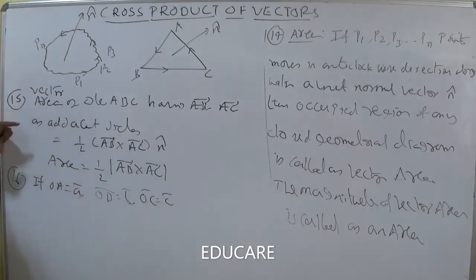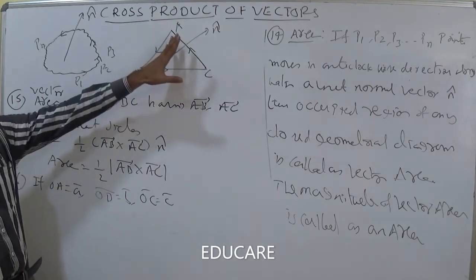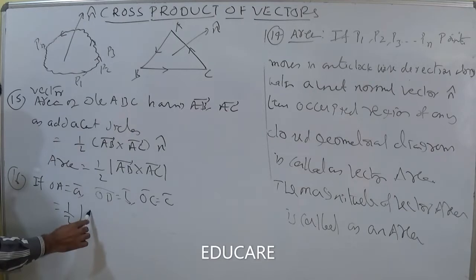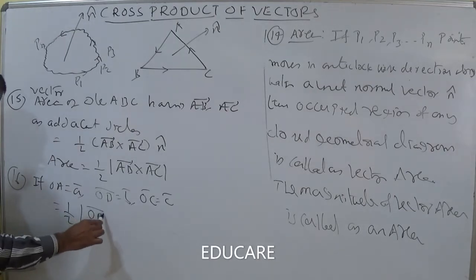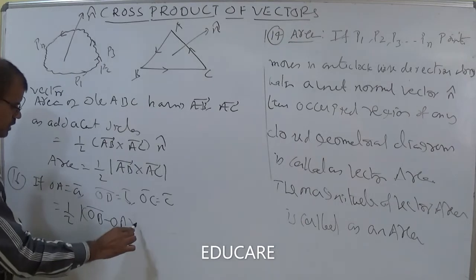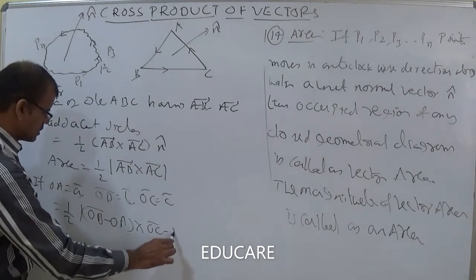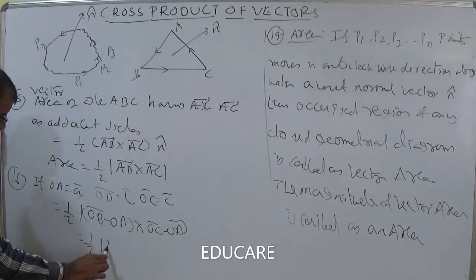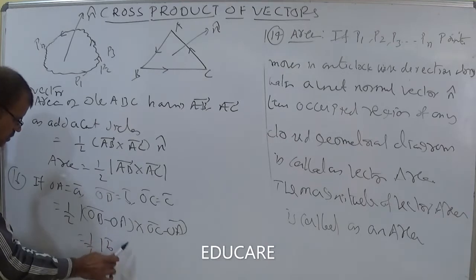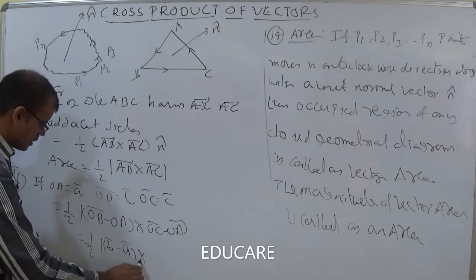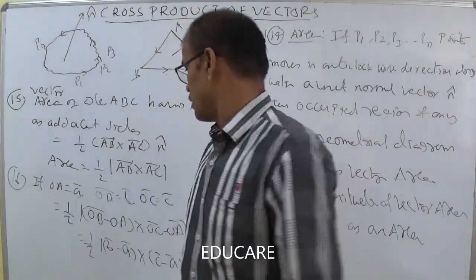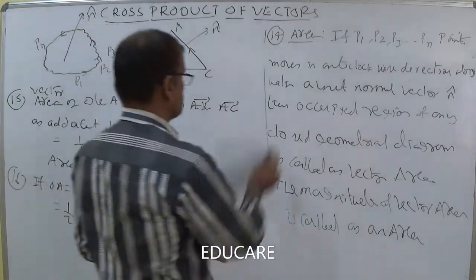If he says the condition is AB and AC as adjacent sides, simply use the formula. If he has given the condition, then you should calculate this as OB minus OA cross OC minus OA. In the previous class I said that this is B bar minus A bar cross C bar minus A bar.